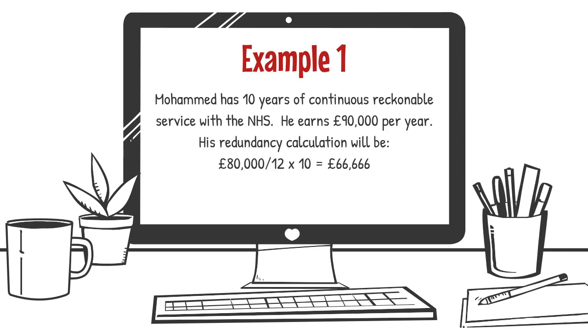Therefore, Mohammed's redundancy calculation will be £80,000 divided by 12. This equals his monthly, or 1/12 of his salary. This is then multiplied by his 10 full years of reckonable service, giving Mohammed a redundancy payment of £66,666.